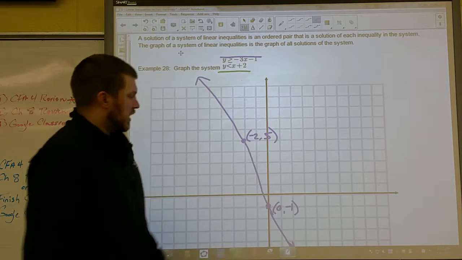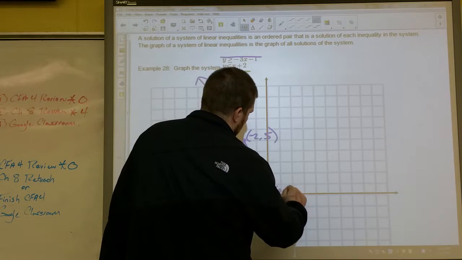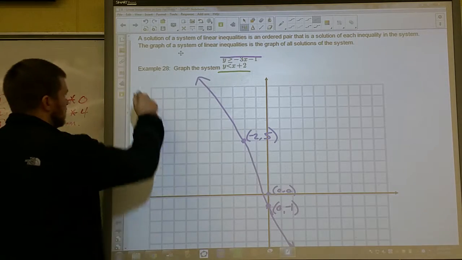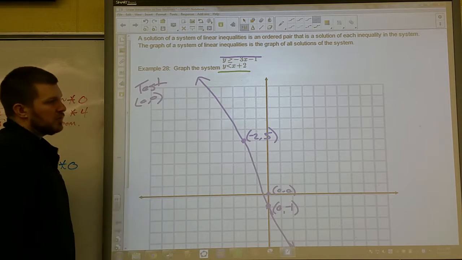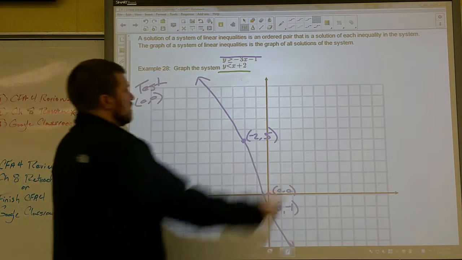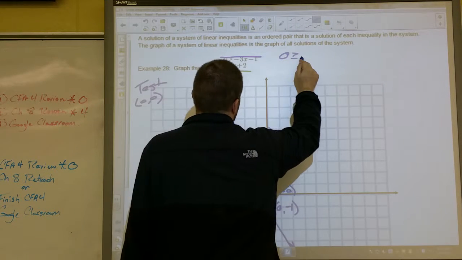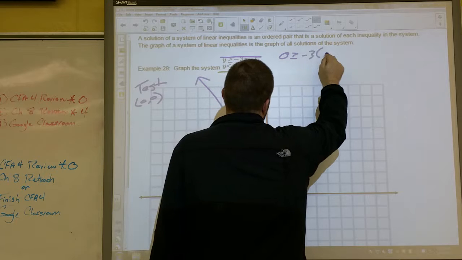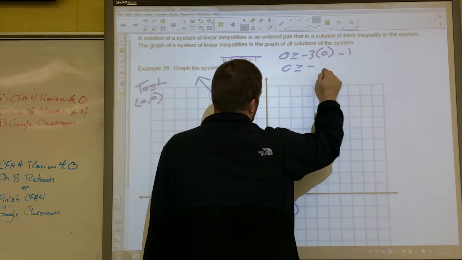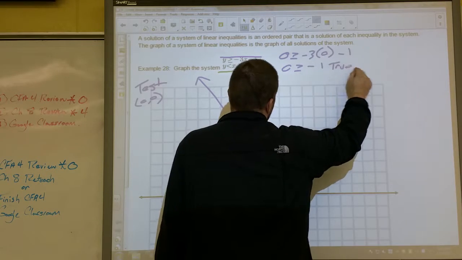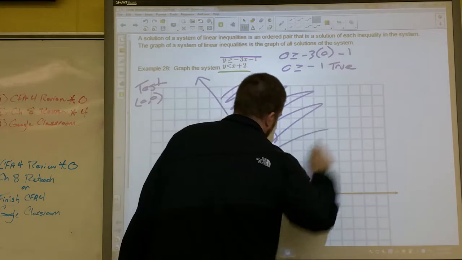I know for a fact that 0, 0 does not live on the boundary line. Here's 0, 0. So I'm going to test 0, 0. Again, I like to use 0, 0 whenever possible because that's the easiest one to use. So I'm plugging in only to the top one. Again, that's in blue. So 0 greater than or equal to negative 3 times 0 minus 1. So 0 is greater than or equal to negative 1. And that's true. That's my scratch work. So since it's true on this side, I'm going to shade on this side of the inequality.